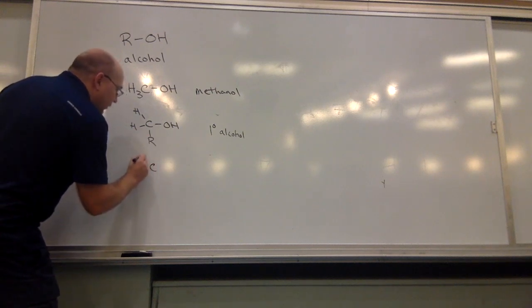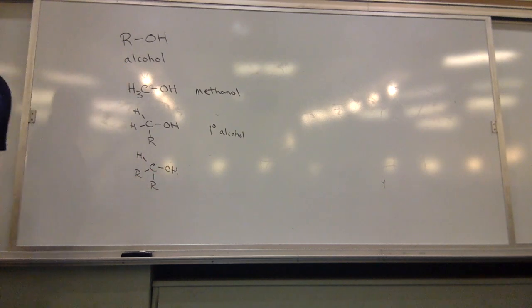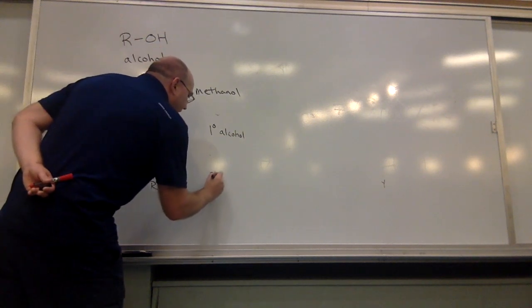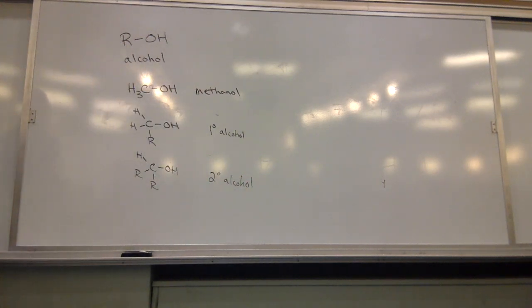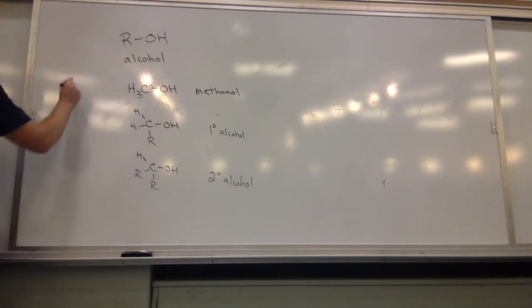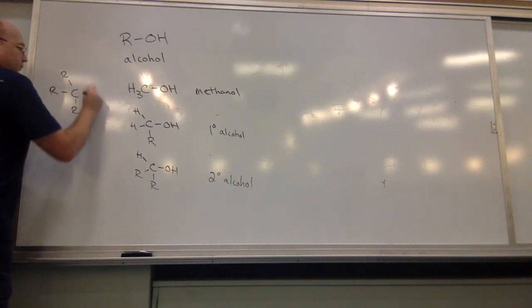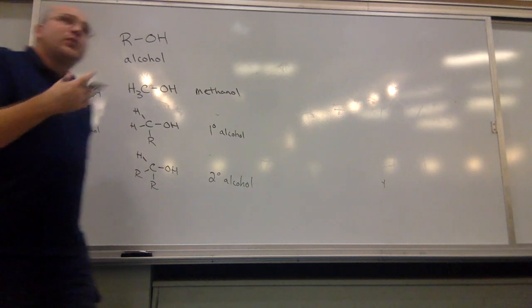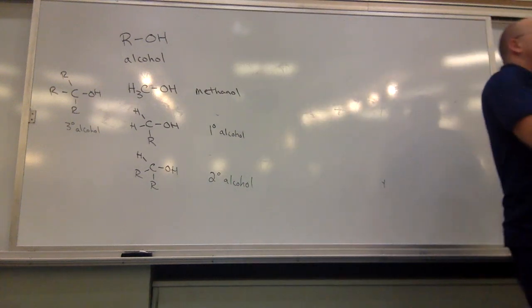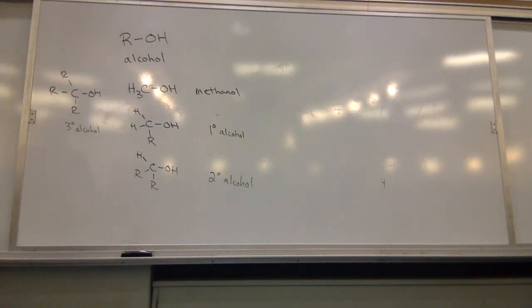If it's got two R groups, like isopropanol, for example, that would be a secondary alcohol, right? And then if it's got three alkyl groups, right, that's going to be a tertiary alcohol. I guess I'll just draw it over here. So like tert-butanol. This would be a tertiary alcohol. Okay? And as we'll see, the chemistry involved in these different alcohols reacting can certainly provide different outcomes.